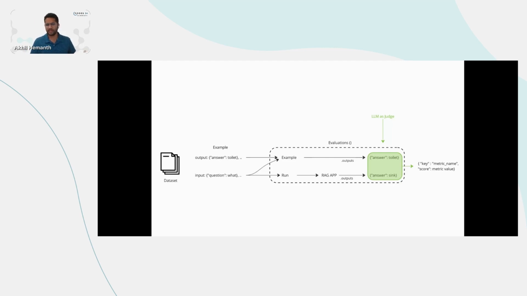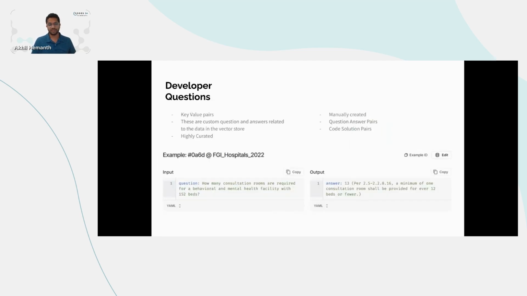There are different types of data sets that LangSmith allows you to put in. One of them is the developer created questions, which are key value pairs. These are custom questions and answers related to the data and the vector store. They're highly curated and manually created. For example, as you can see, the question of how many consultation rooms, and that is the right answer. So if you're testing the RAG app with this data set, it should be 13. Anything beyond that is wrong. So these are developer created questions.